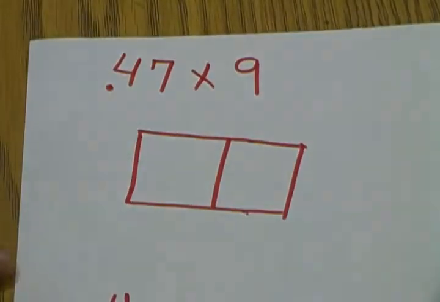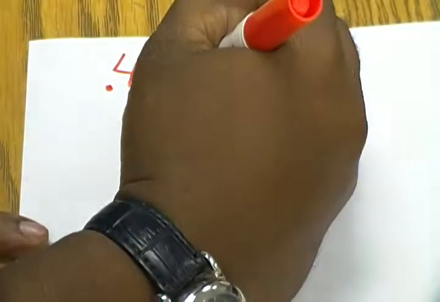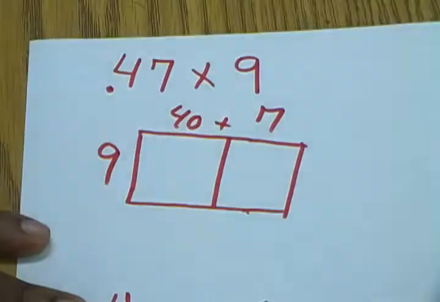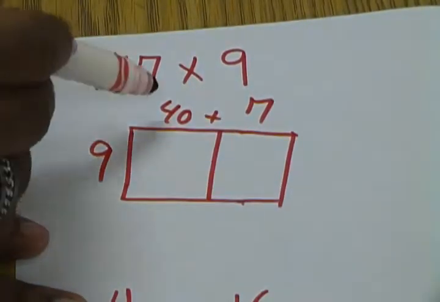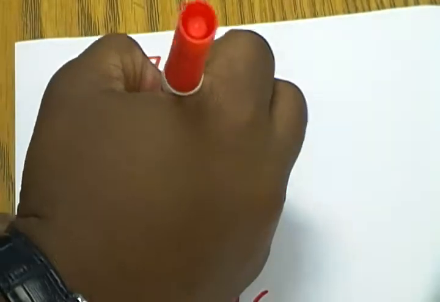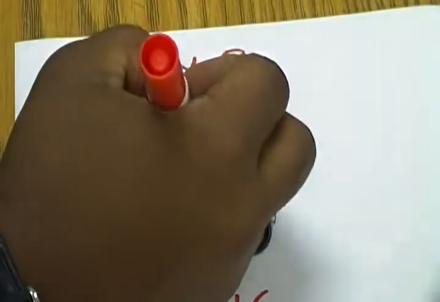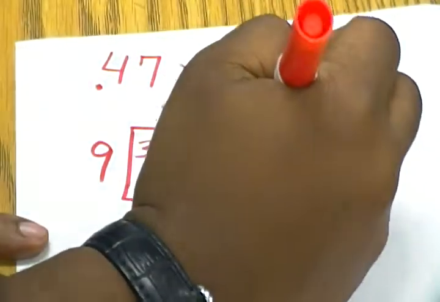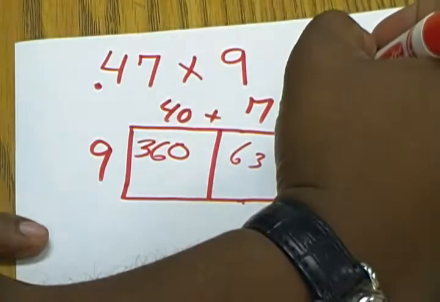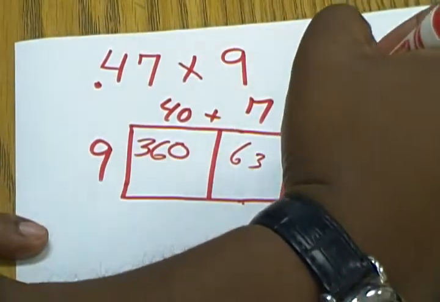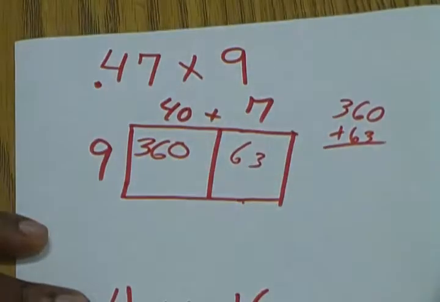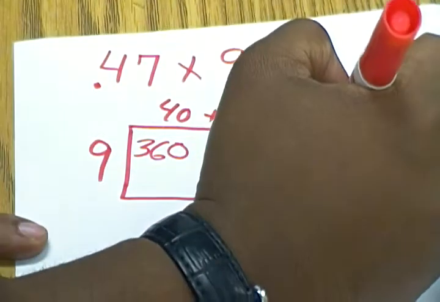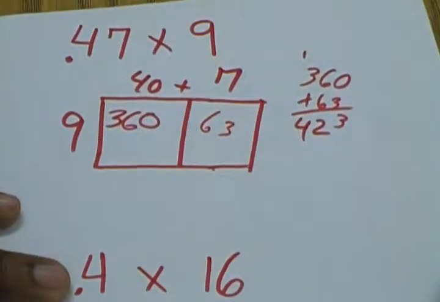I'm going to do the area box method first. So I'm going to put 40 plus 7 here, and I'm going to put 9 off to the side. Alright, I know 4 times 9 gives me 36. Since there's a 0 here, I'm going to add on a 0, so 360. 9 times 7 gives me 63. That's it, so we're going to come off to the side. 360 plus 63. That's what we're writing off to the side. That gives us 3, 2, carry 1, and 4. So our answer is 423.